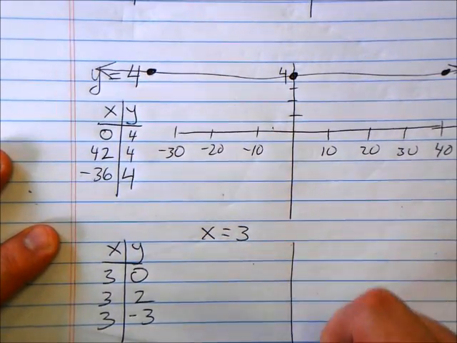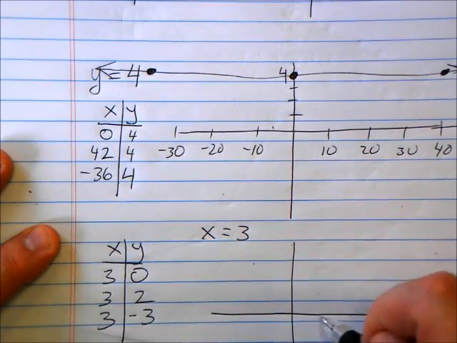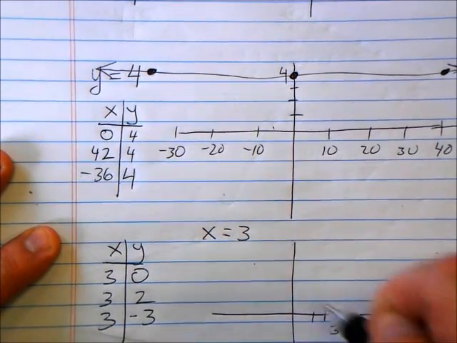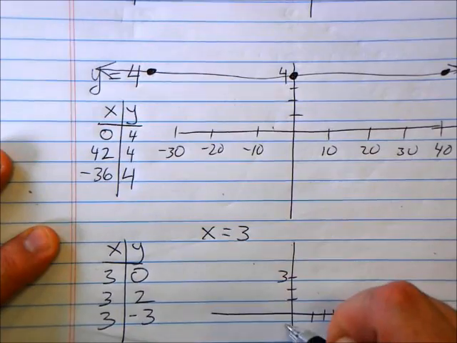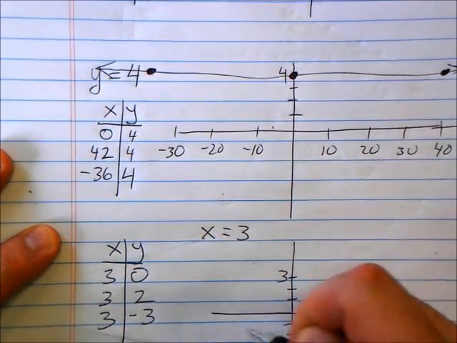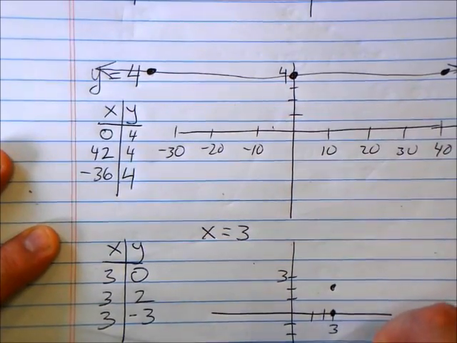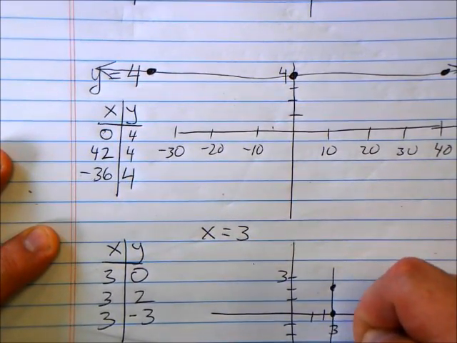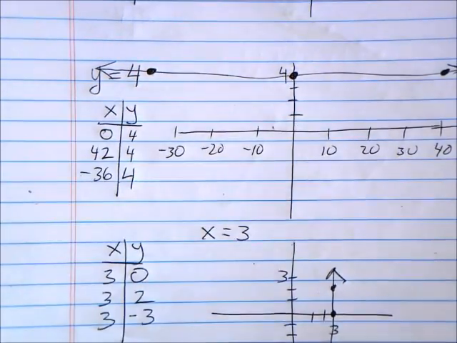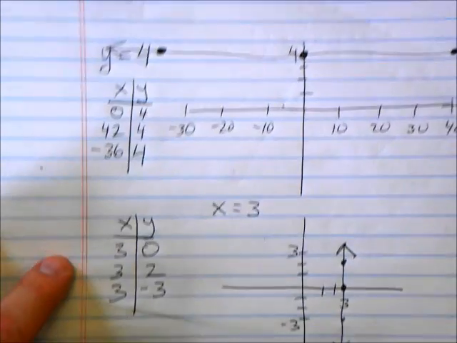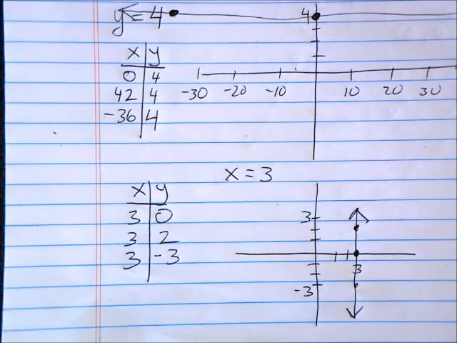And just drawing this quickly. Draw all these points. So I have 3, 0. I have 3, 2. I have 3, negative 3. I get a vertical line. So those are special kinds of lines. If you have y equals a number, you will always get a horizontal line. If you have x equals a number, you will always get a vertical line. Questions about that?